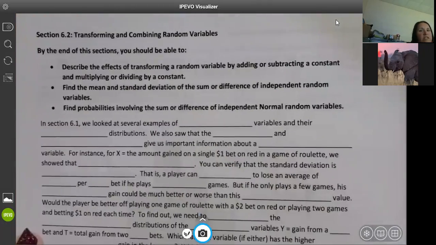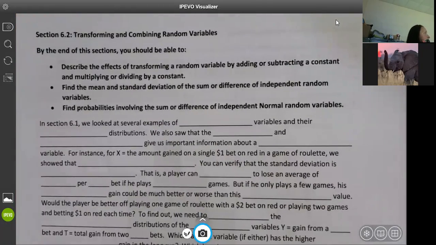All right, 6.2, transforming and combining random variables. There is absolutely nothing new in this section that we're doing today at all. Nothing new. We're just going back and reviewing things that we already know.